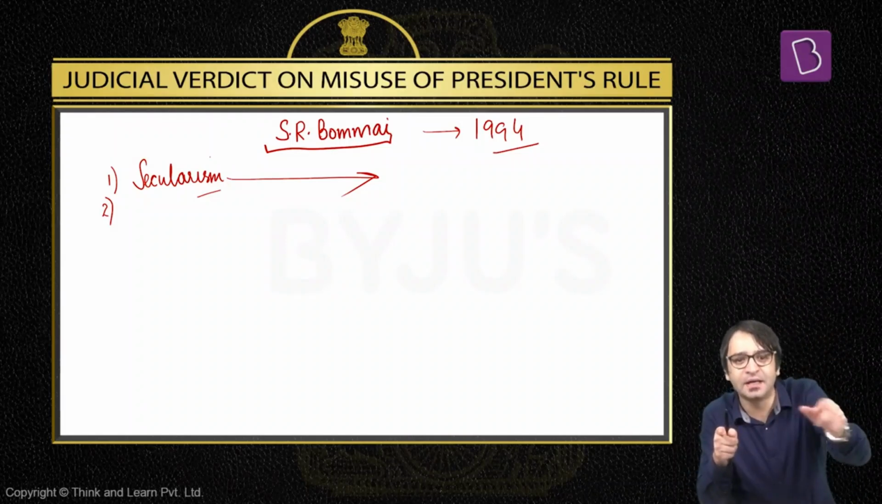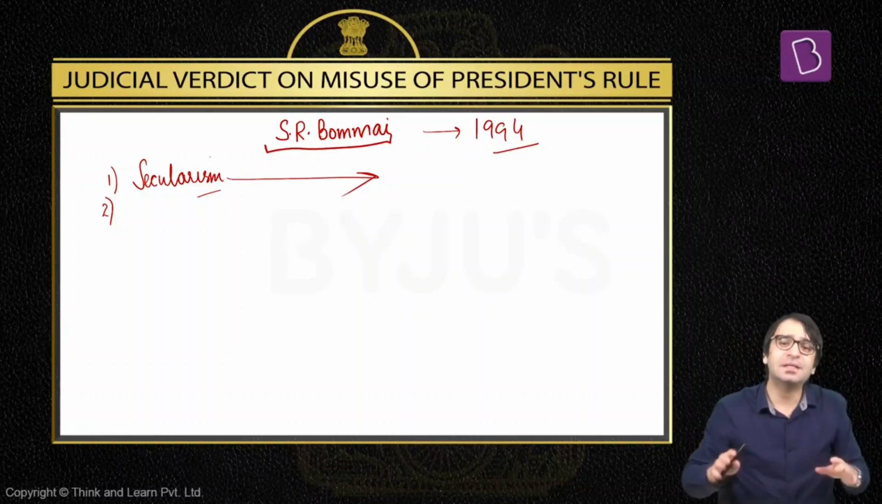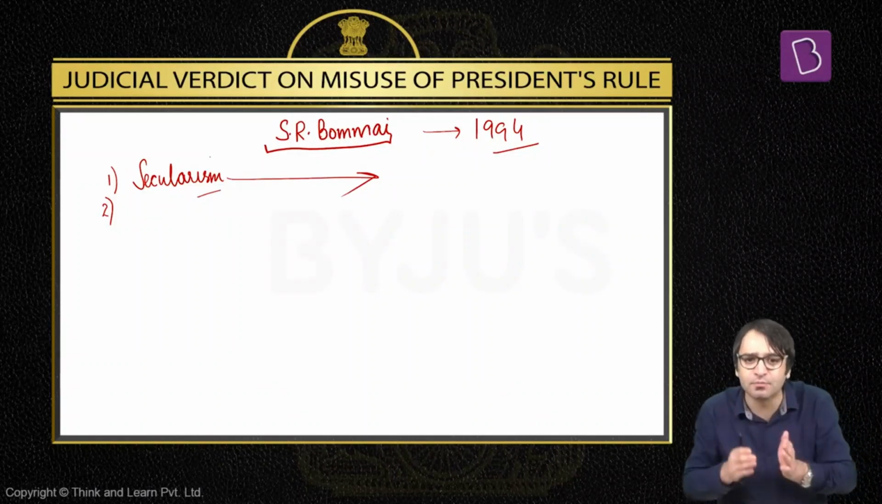Breakdown of constitutional machinery is what happened in Madhya Pradesh. There were communal riots, unfortunately on the basis of religion. Since secularism was violated, this is the fifth case of President's rule. That means there is a distinction. A distinction was made by the Supreme Court between breakdown of constitutional machinery and breakdown of law and order.